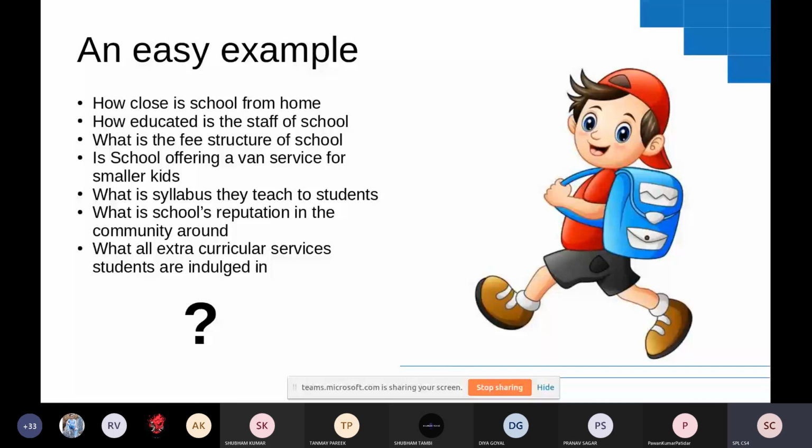What all extracurricular activities are students indulged in? Correctly, one of the participants mentioned that extracurricular activities could be another reason. Yes, those are different criteria, but by now we all have understood the case study, right? A small kid was there, and the final goal was to decide a school for him, and these were the different criteria that we could figure out.